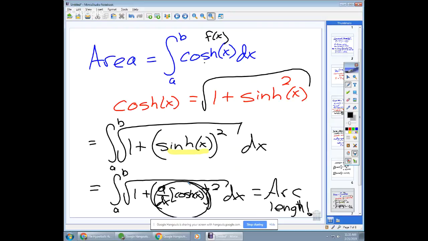Here, I missed something in my notes. Is sinh e to the x minus e to the negative x? Yes, and cosh is e to the x plus e to the negative x.